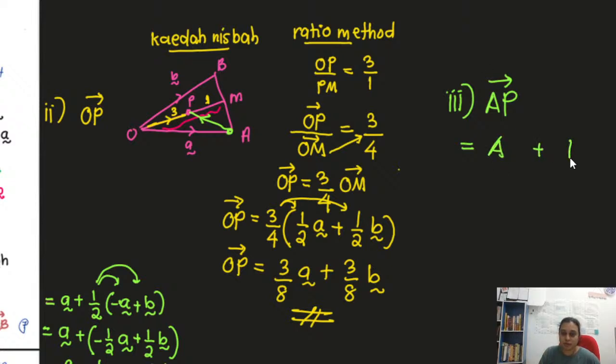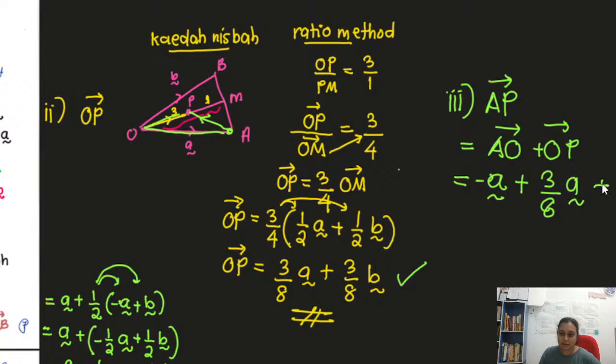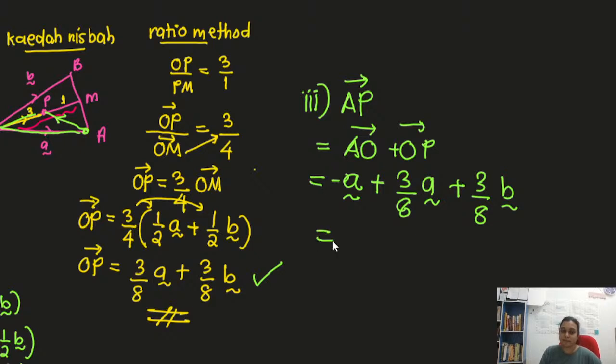So here I think I'm going to use AO, OP. Because AO we have, OP we also have. So AO you just copy down, negative A. OP just now we got this answer already. You just copy down again, 3/8A plus 3/8B. Oh, by the way, looking at the question, you have to take the answer from the previous one, right?